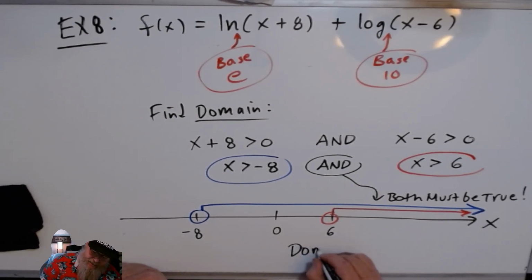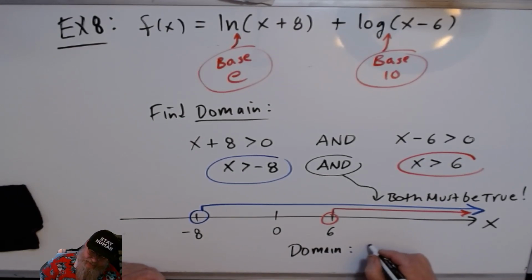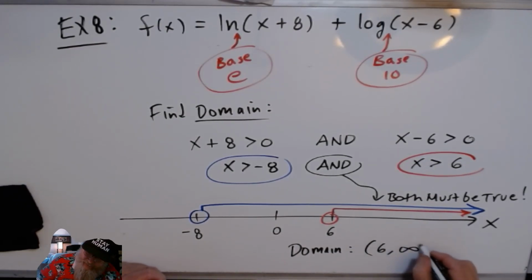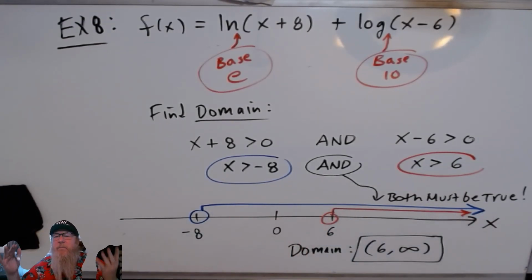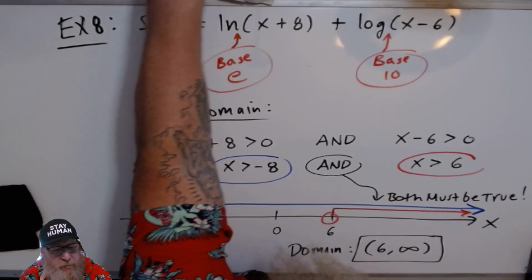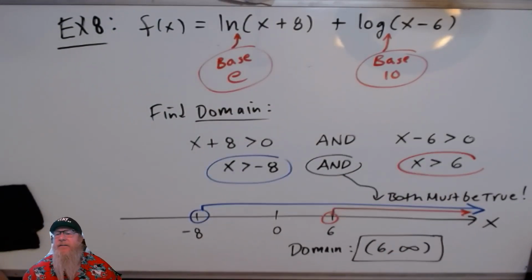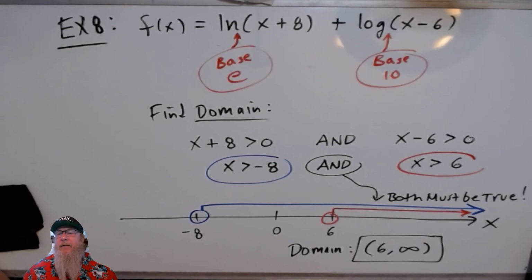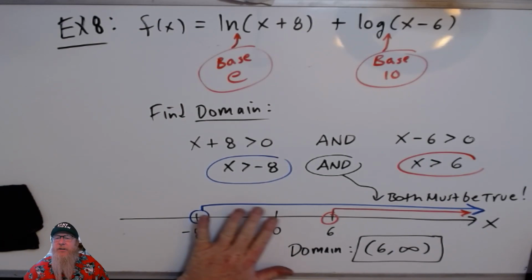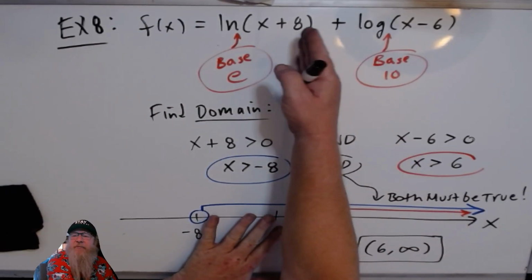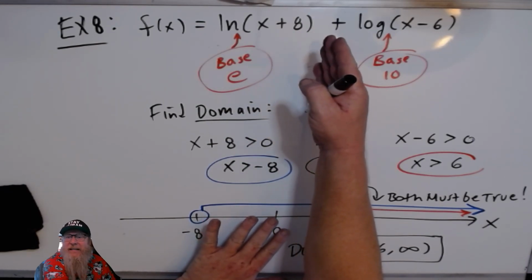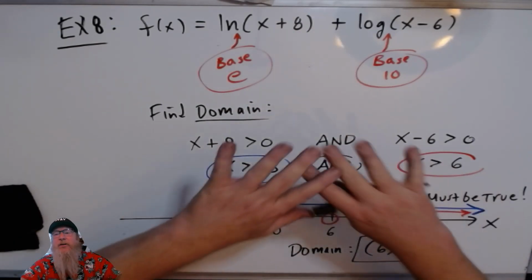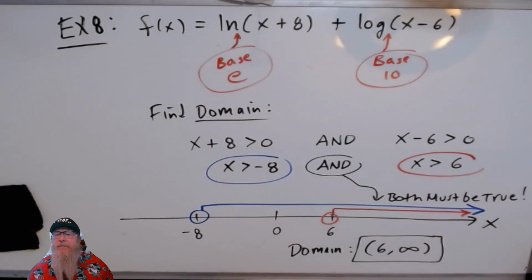So the domain is just from 6 to infinity. It's only the part in which both of these functions are true. They are both continuous in that area. One way to think about it is in this region here, only half of this function actually exists. And if only half of it exists, well, then none of it can exist. They both have to be true at the same time.